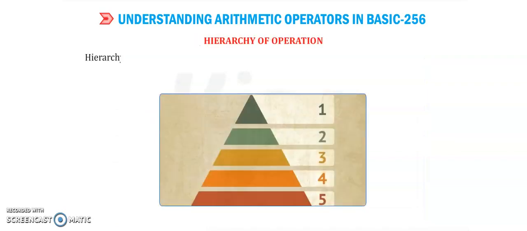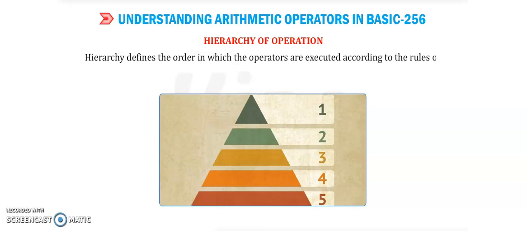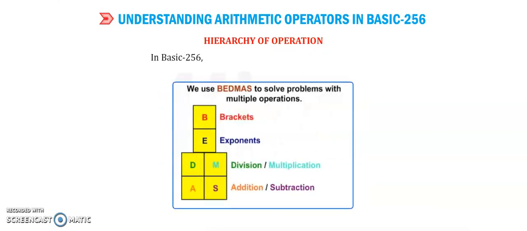Next is hierarchy of operations. What is the meaning of hierarchy? Hierarchy defines the order in which the operators are executed according to the rules of precedence. Okay, that you have learned in maths class also, BODMAS. So there is no BODMAS in computer. This is BEDMAS. So O for of, which has no meaning in computer. So E we have to use E for exponent.